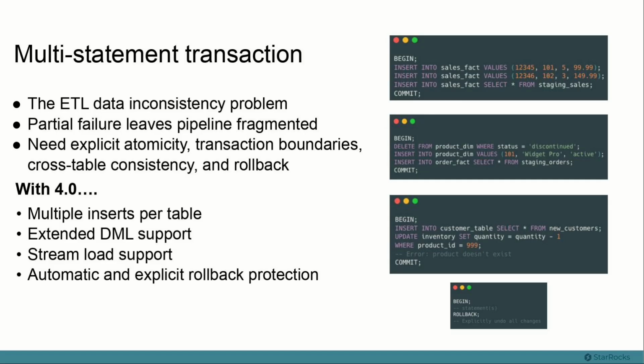You could have 100 different insert statements, but if a few of them don't insert and somebody has queried your data in that split second, you're going to get an inconsistent view of what your data is. So it's not just a technical inconvenience. Inconsistent data leads to inaccurate business being done overall. So in 4.0, we've extended our multi-statement transaction support. We're striving for the atomicity, the transaction boundaries, the cross-table consistency, and rollback that you'd expect in an OLAP database.